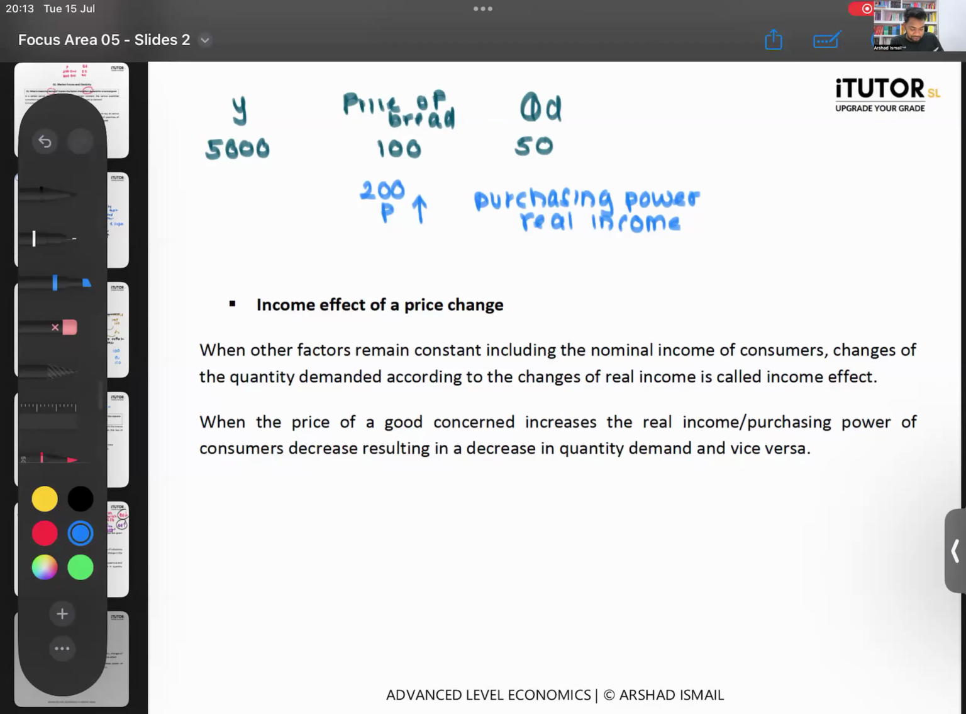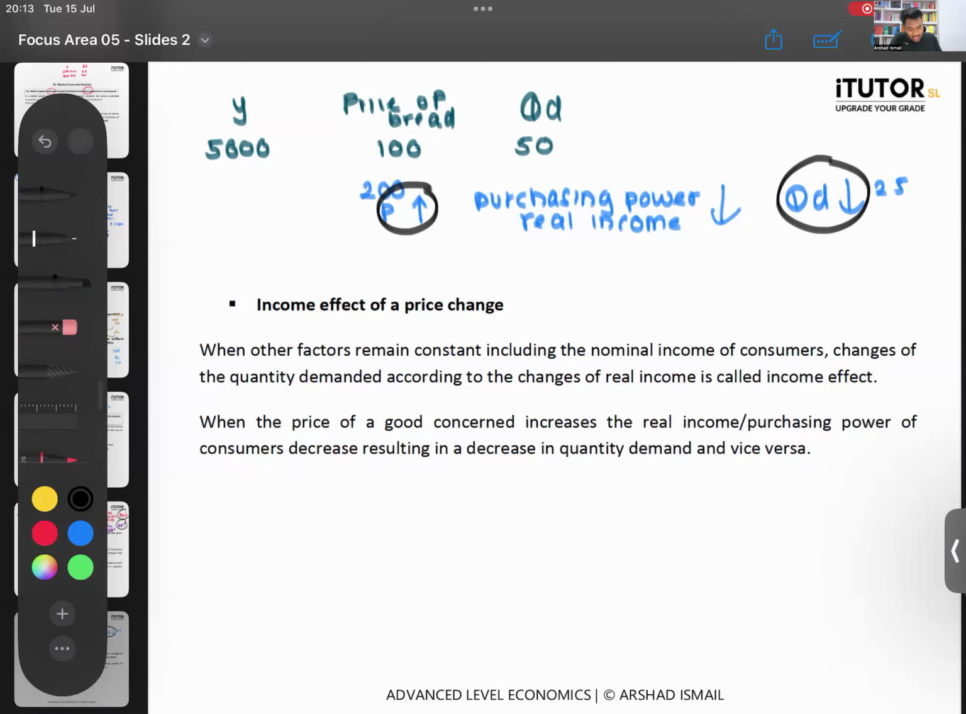Okay. So when the price of a good increases, what happens? Consumers' purchasing power or real income reduces. Now they can't afford a lot. As a result, what happens to quantity demand? Quantity demand will go down. So if I use all my income for bread, how much bread can I buy? If the price of bread is 200 rupees, now I can only buy 25 bread. See, QD has come down. Price increase, QD decrease. Law of demand.